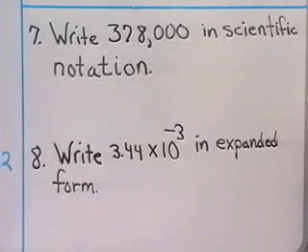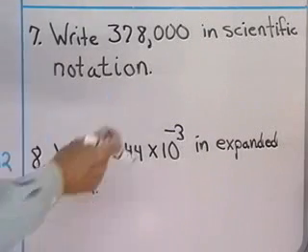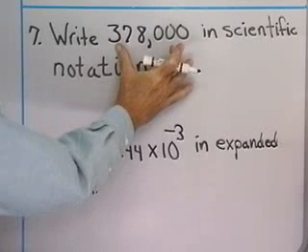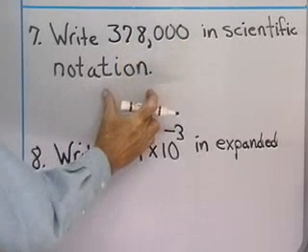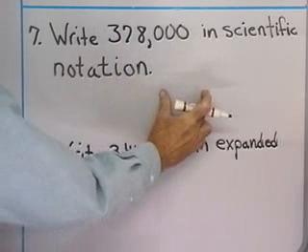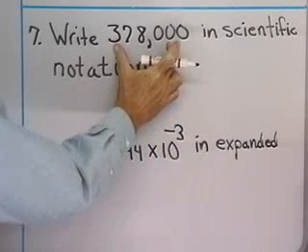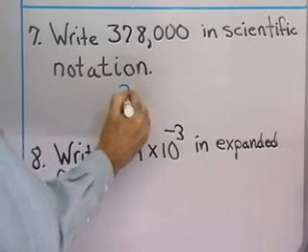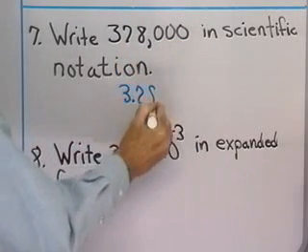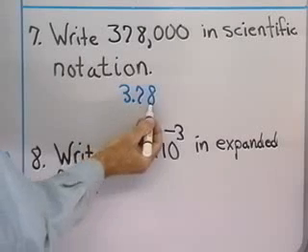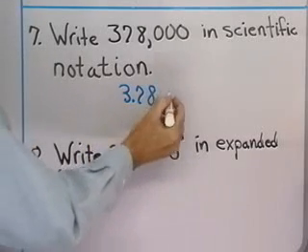I want to write 378,000 in scientific notation. Scientific notation requires that we rewrite our number as the product of a number between 1 and 10 with a power of 10. So if I change this to a number between 1 and 10, I'm going to have to put the decimal point right here. 3.78, that's a number between 1 and 10.